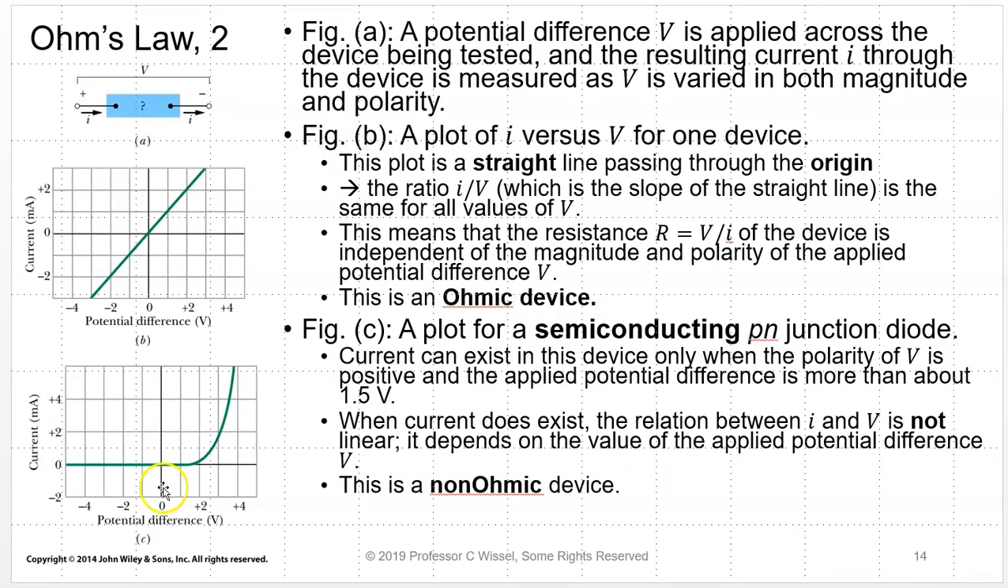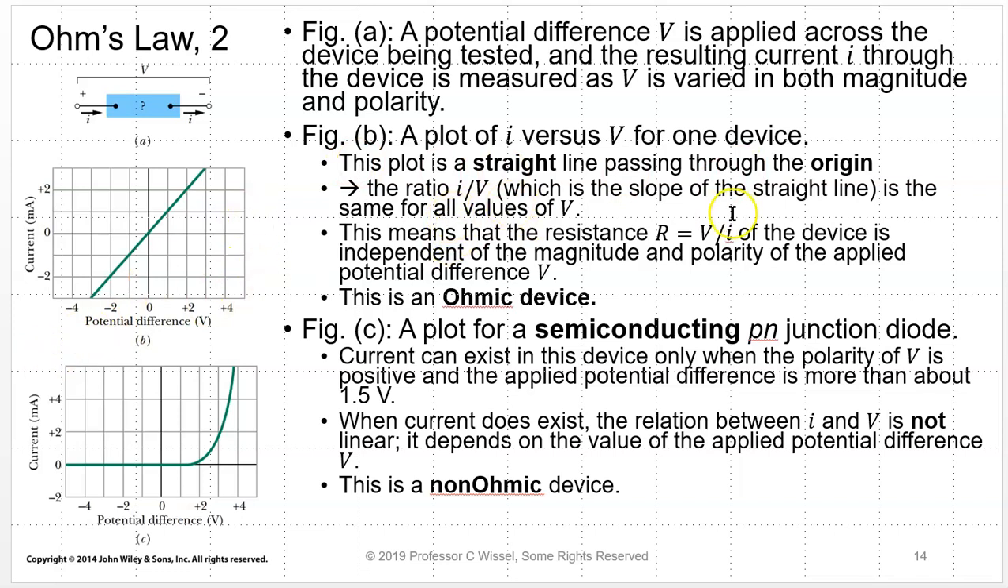Okay, so we have two graphs here. One has a linear response, and the other one does not. In figure A, a potential difference V is applied across this device that's being tested. The resulting current I through the device is measured as V is varied in both magnitude and polarity. Figure B is a plot of I versus V for one device. This plot is a straight line passing through the origin.